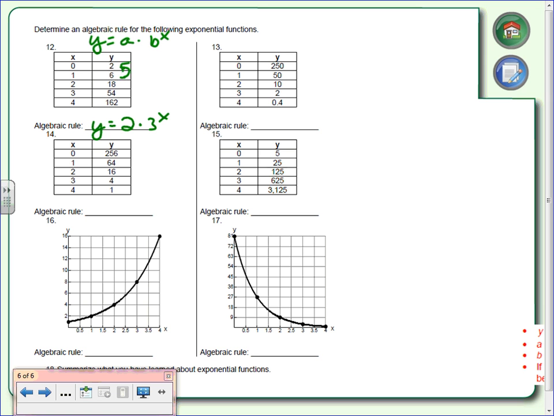How'd you find 3? That's 6 divided by 2. That's what you're going to do for the other ones. How easy. Let's try that again.